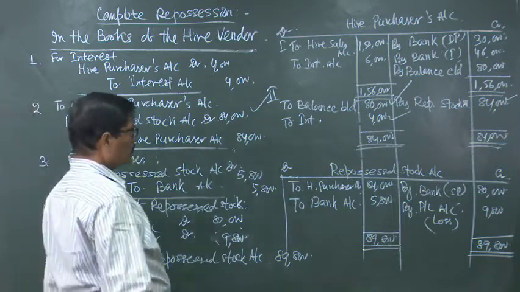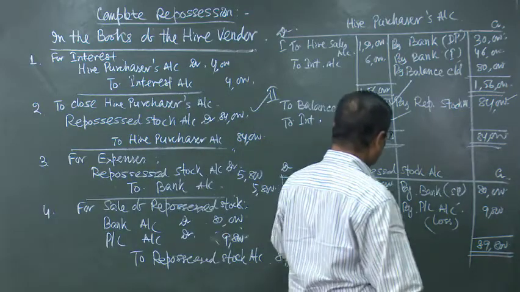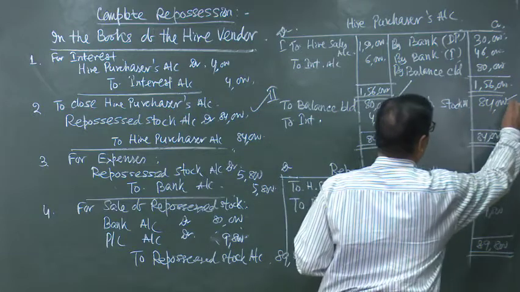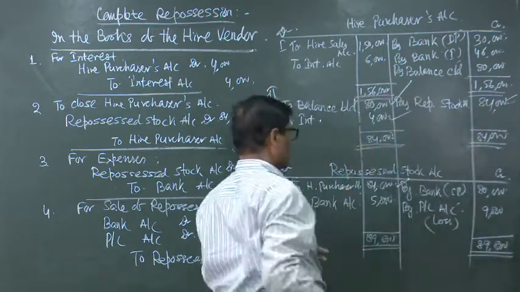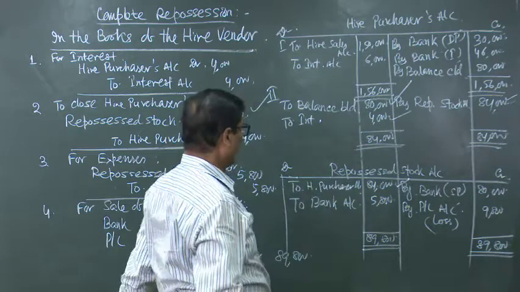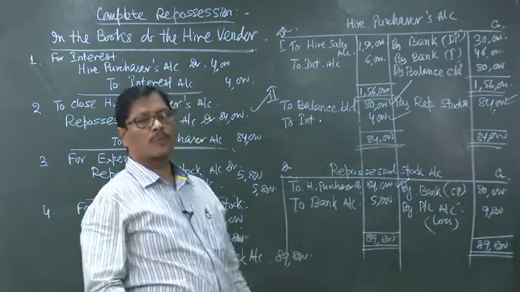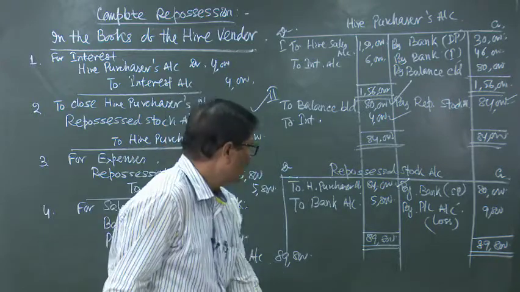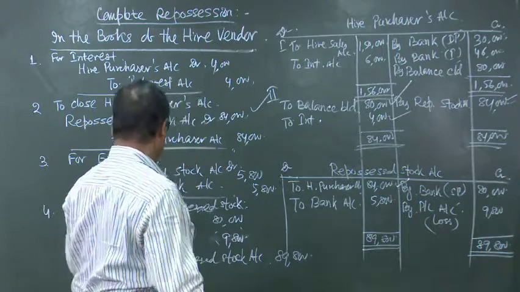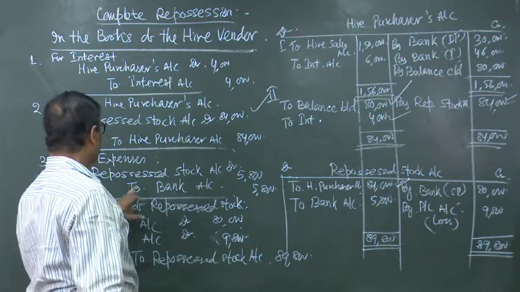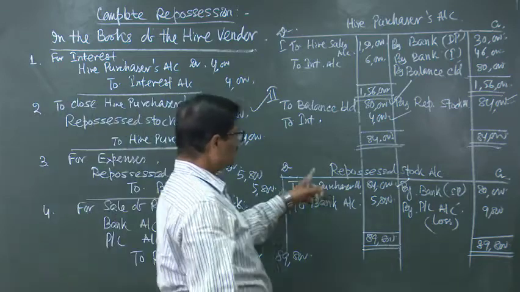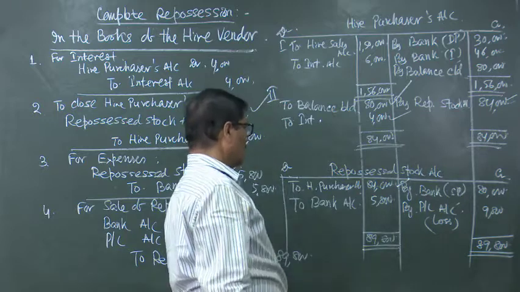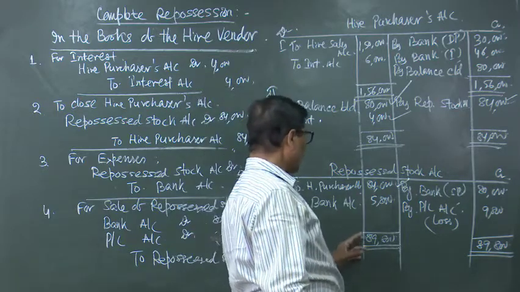Now, the posting is repossessed stock account debited to hire purchaser account 84,000 and hire purchaser account is credited by repossessed stock account 84,000. This account is closed. Coming to the repossessed stock account, if we have spent something on its repairs and renewals, here it is coming to 5,800, the entry will be repossessed stock account debited to bank account 5,800. Now, all total it is coming to 89,800.